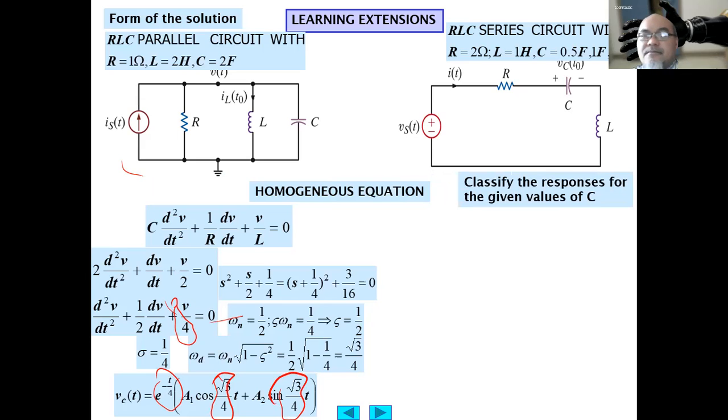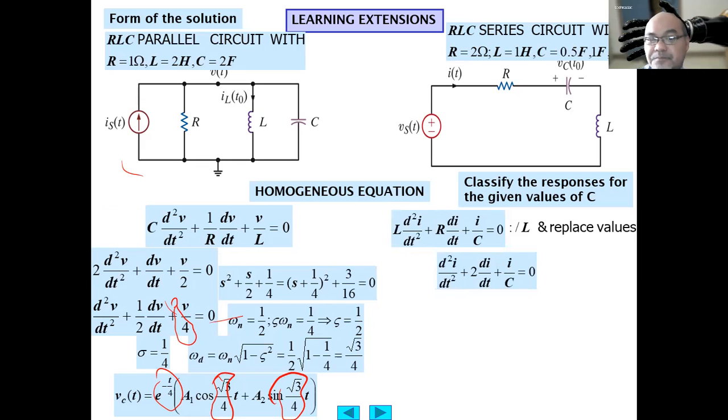The second problem is a series circuit with voltage source Vs connected to a resistor, capacitance, and inductance. The values are given. Resistor is 2 ohm, inductance is 1 Henry, the capacitance is varied: 0.5 farad, 1 farad, and 2 farad. Classify the responses for the given values of C.